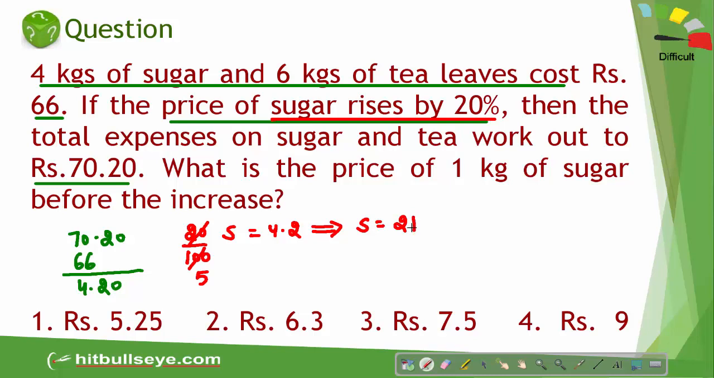Now how many kilograms are there? These are 4 kilograms. So per kg it will come out to be 5.25 rupees. So nothing else needs to be done. Your answer becomes the first option. Right? Let's go to the next question.